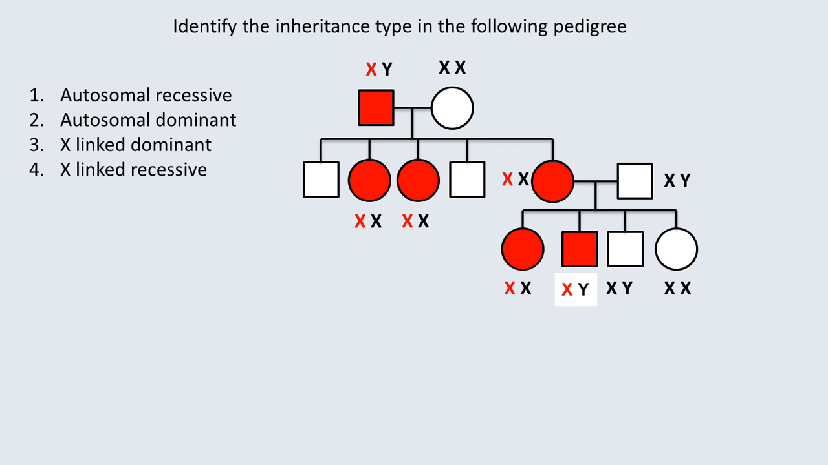The third generation female who is affected over here, she's getting the lethal X chromosome from her mother, but a normal X chromosome from her father. Similarly, the affected male is getting a normal Y chromosome from his father, which is of no concern, but however, the X chromosome that he is getting is from the mother, and that is an affected X chromosome.